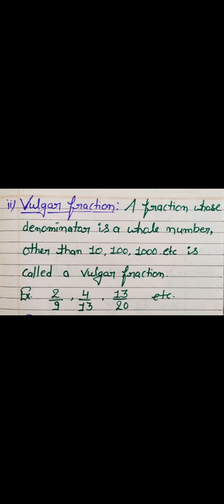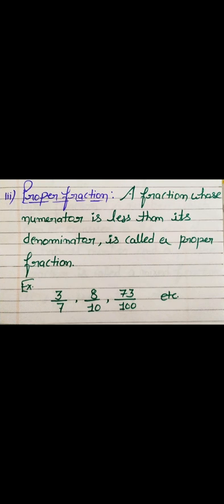Now, the third one is proper fraction. A fraction whose numerator is less than its denominator is called a proper fraction. Like 3 upon 7: in 3 upon 7 you can see 3 is less than 7, so this is a proper fraction. So 3 upon 7, 8 upon 10, 73 upon 100, these are some examples of proper fractions.